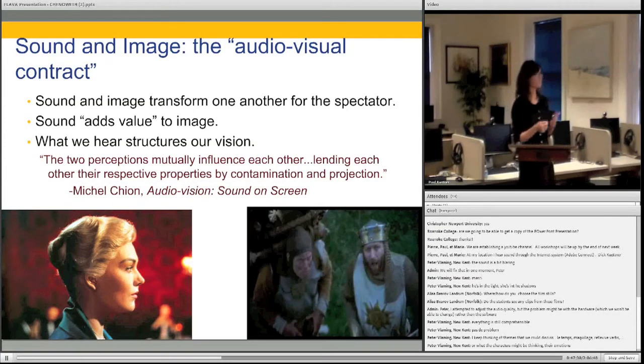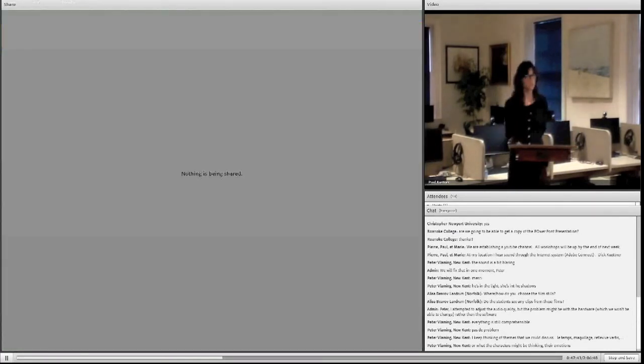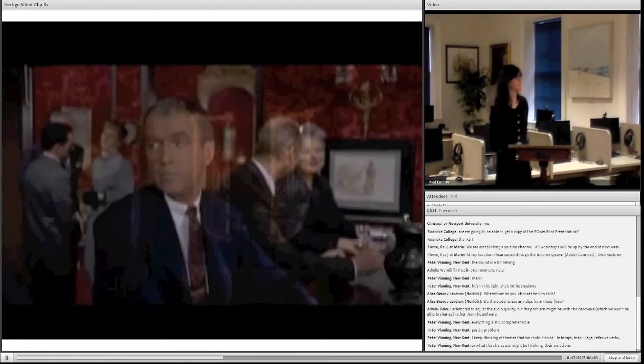So I'd like to watch one clip with you where I hope to demonstrate the way in which this is true. So let's pull up our first clip from Vertigo. So we're going to watch this 2 times, the first time with no sound, and then the second time with sound, and remark upon the differences. So Vertigo silent first, yeah.